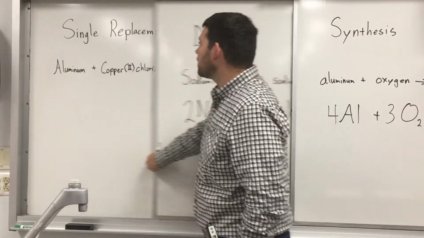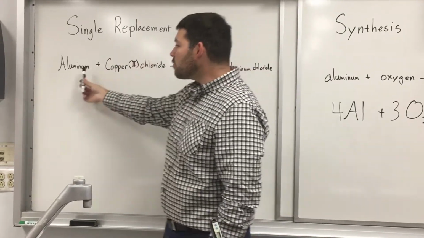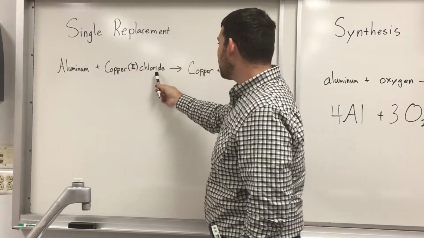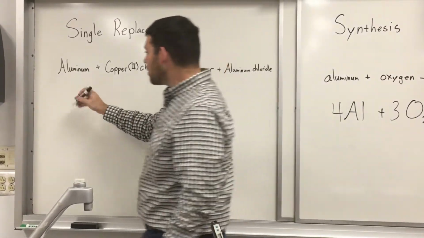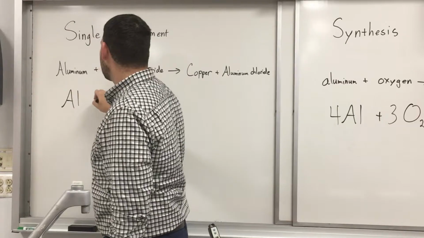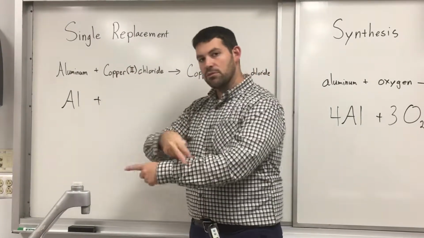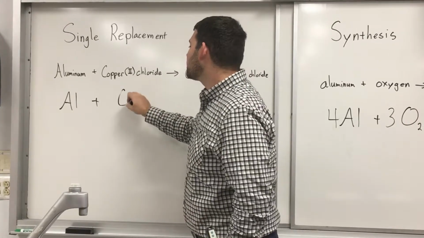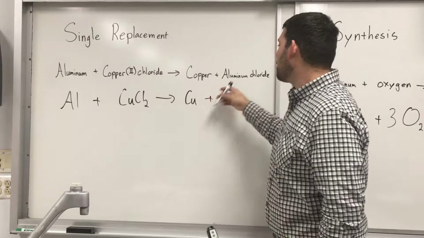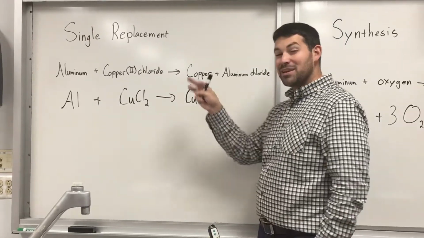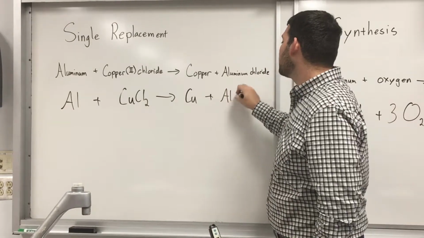All right, so now we're gonna look at single replacement. We got aluminum plus copper 2 chloride forming copper plus aluminum chloride. The aluminum, that's Al. Copper 2 chloride, chloride's a -1, copper is +2, so that's CuCl2. All right, we have pure copper, and we have aluminum chloride. The aluminum's +3, so when we whoop, this is gonna be AlCl3.